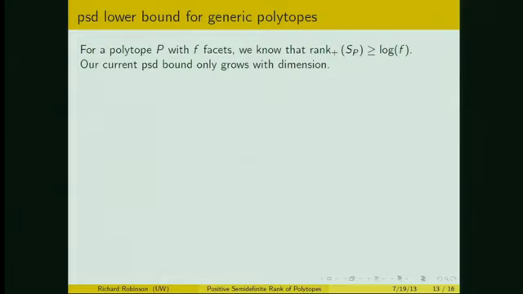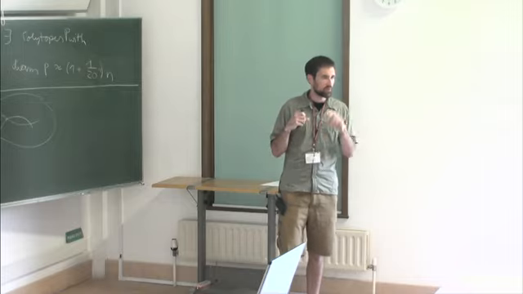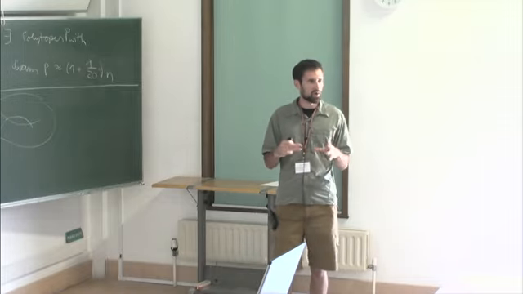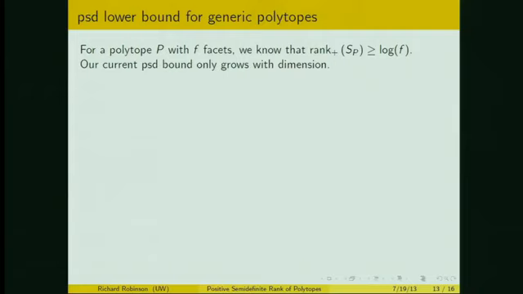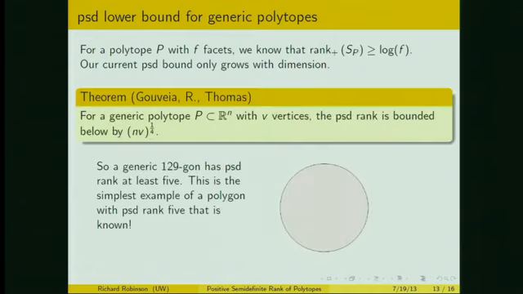Okay, so the lower bound that we showed before only grows with dimension. It doesn't grow if we're in a fixed dimension and our polytopes are getting more complicated with more vertices and more facets. And then in the non-negative rank case, there's a nice simple lower bound that says the non-negative rank is bounded below by the log of the number of facets. So we'd like something corresponding to this that grows with the number of vertices or the number of facets. We haven't been able to do it in the general case, but we can do it for generic polytopes.